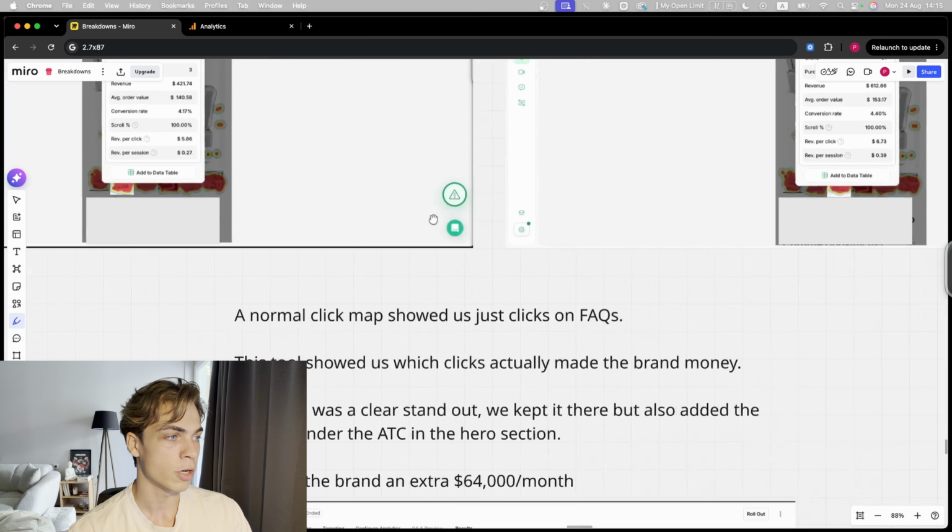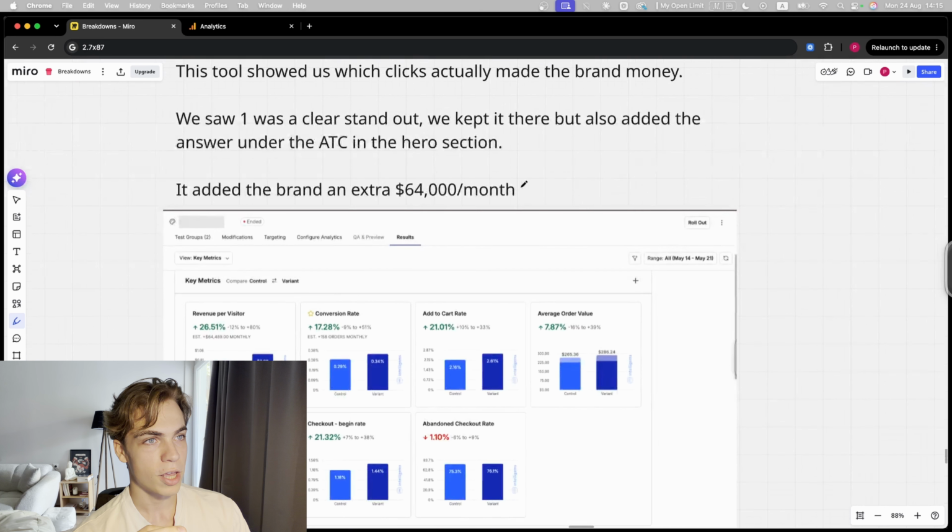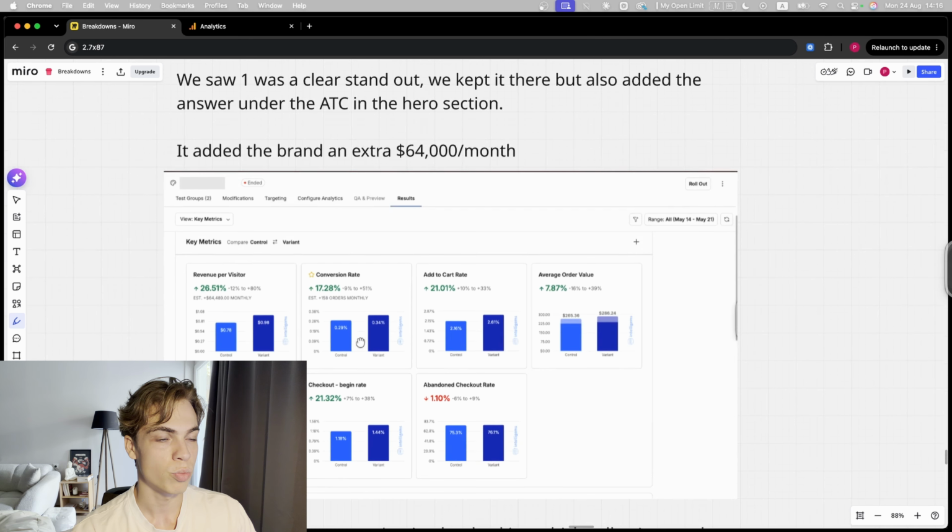The RPC. We saw one was actually a clear standout, and what happened is we kept it in the FAQs at the end of the page, but we also added it under the add to cart in the hero section. And what happened was it added the brand an extra 64,000 per month, and yeah, super easy, just like that, a 17% increase in conversion, and 26 revenue per visitor.